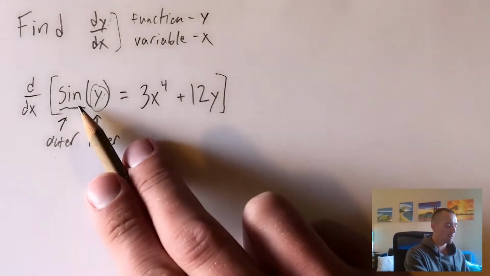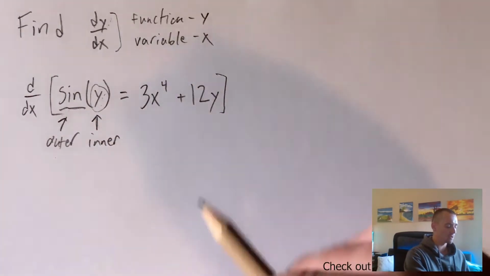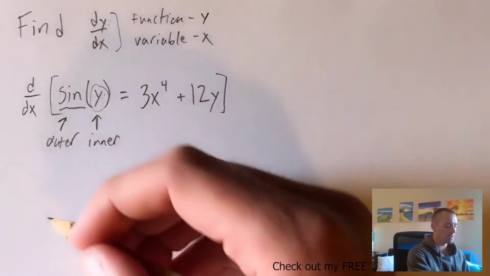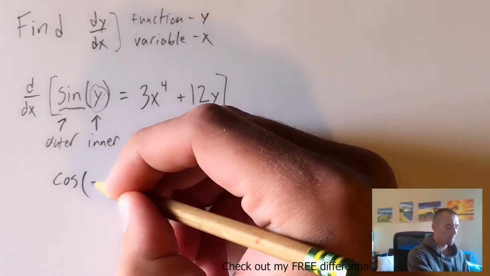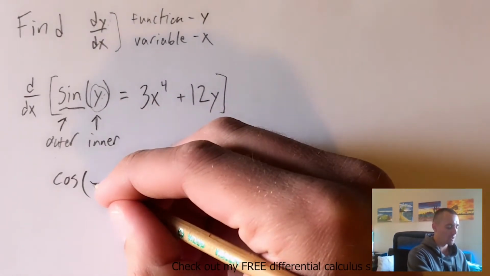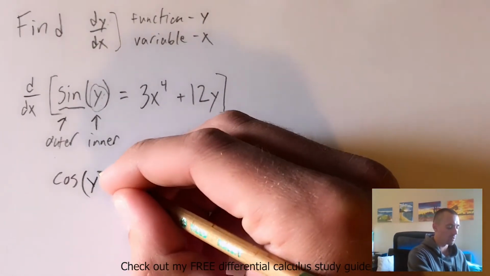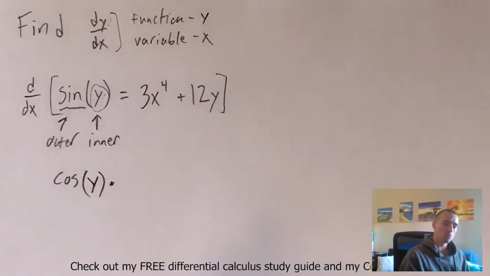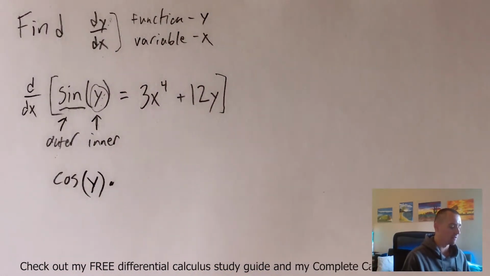So chain rule tells us that the derivative of sine of y is just going to be the derivative of our outer function, leave the inside function alone. So we're going to take the derivative of sine, which is cosine, and we're going to leave our inner function as it is. So our inner function is going to remain y. And then by chain rule, we need to then multiply that by the derivative of our inner function.